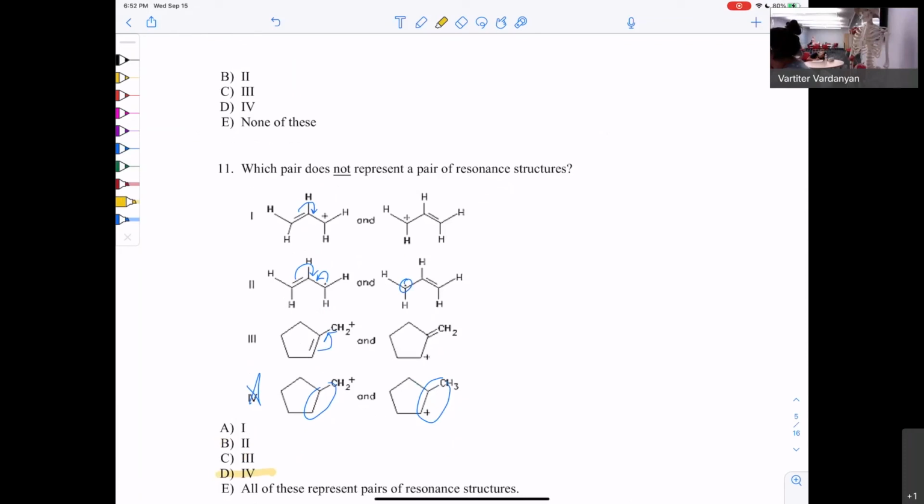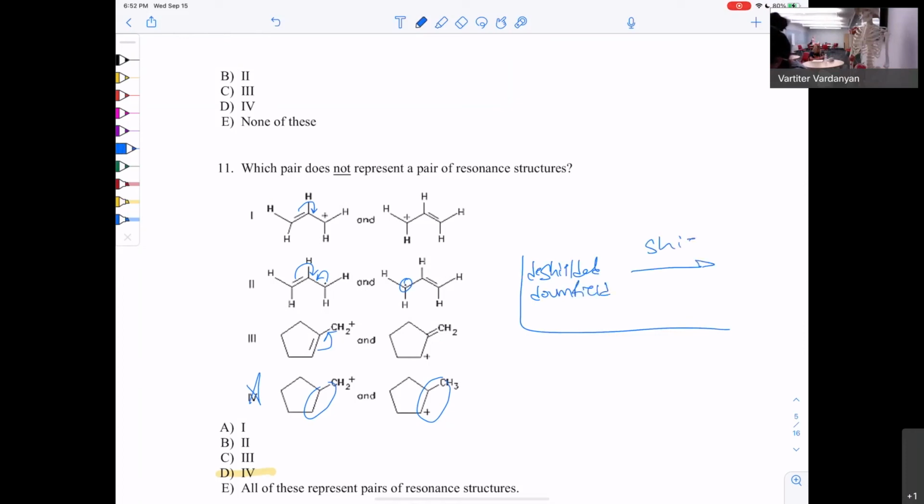When looking at an NMR chart, the right-hand part of the chart is the... So when you're looking at NMR, this side is de-shielded and downfield. This side is shielded and upfield.